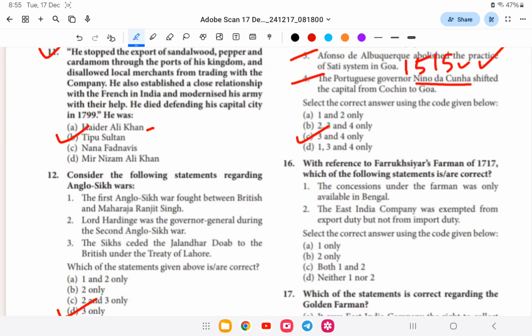Number 1, the concession under the Farman was only available in Bengal. It was available not only in Bengal, but also in Hyderabad and Gujarat. So that is wrong. Number 2, the East India Company was exempted from export duty but not from import duty. That is wrong. Both export and import duties were exempted under the golden Farman. So neither 1 nor 2 is correct. The answer is option number D, neither 1 nor 2.